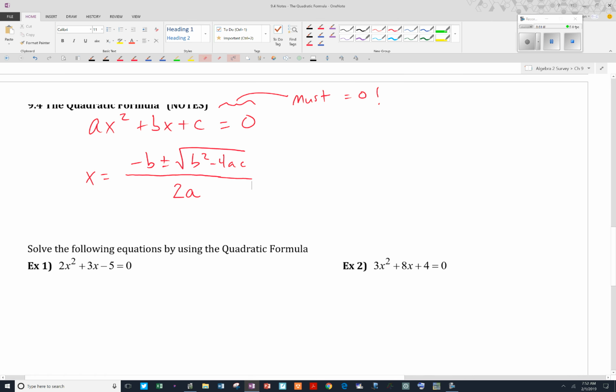Okay, now I teach the quadratic formula a little bit different than other teachers do. So I know you've probably had it before. A few years ago, I started doing it a little bit differently. I always simplify that square root of b squared minus 4ac first.